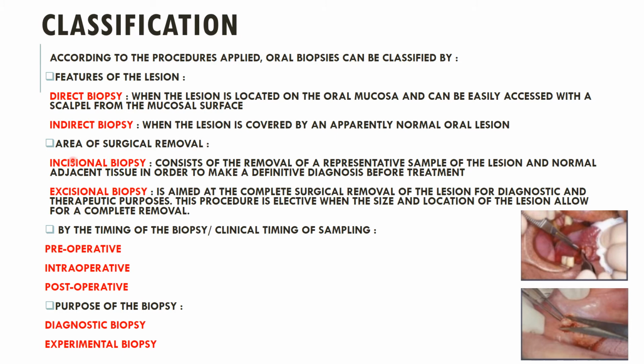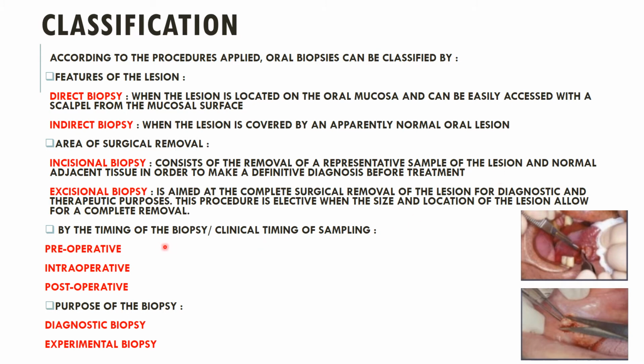Now, according to the area of the surgical removal, it is incisional and excisional. Incisional is when you're giving a cut, and excisional is when you're excising the whole of the tissue. Excisional biopsy is used when the lesion is very small in size. It is a type of biopsy which is diagnostic and even curative. Incisional consists of the removal of a representative sample of the lesion and the normal adjacent tissue. So you're removing a smaller part of the lesion, and with that you're removing the adjacent normal tissue in order to make a definitive diagnosis before the treatment.